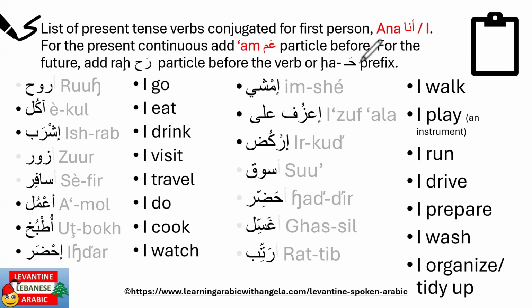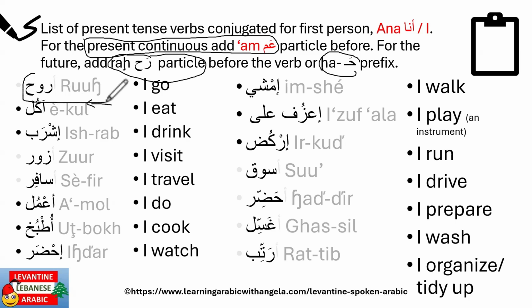Obviously, you can add ha prefix or rah particle to form the future. And if you want to form the present continuous, you simply add am, and that goes for any pronoun. So for example, أنا عم آكل. I am eating. هو عم ياكل. He is eating. هن عم ياكلوا. They are eating. أنا رح آكل. I am going to eat or I will eat. هو ح ياكل. هن ح ياكلوا. They will eat or going to eat.